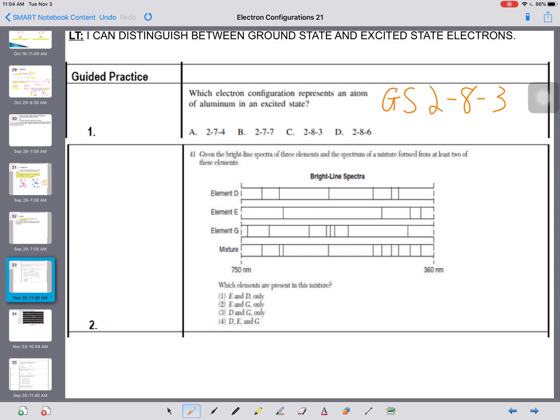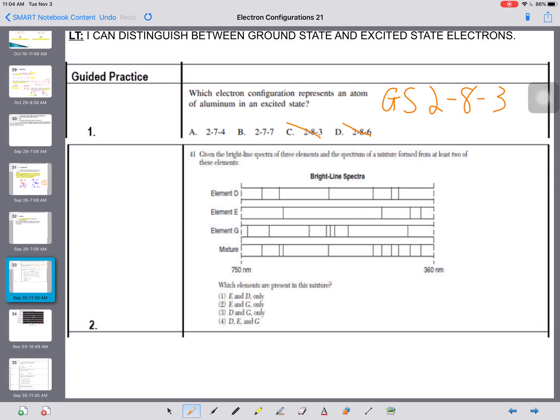So first of all, we can take out C and D because those are ground state electron configurations. And we know that because they're following the 2-8-18 rule. So now we have to look at A and B and determine which both look like excited state configurations because that second shell is only filled up to 7. So that is not following the 2-8-18 rule. And we need to see which one would be the excited state for aluminum.